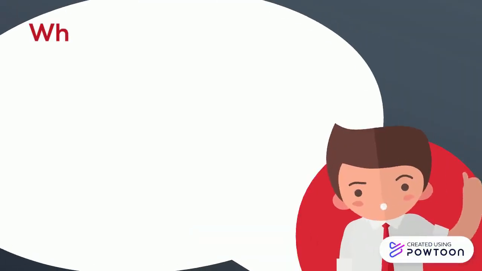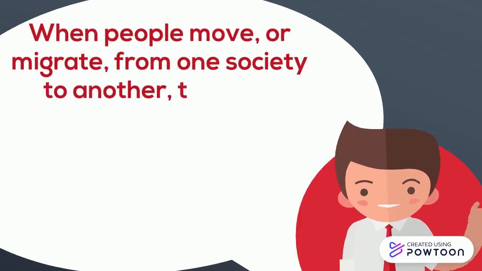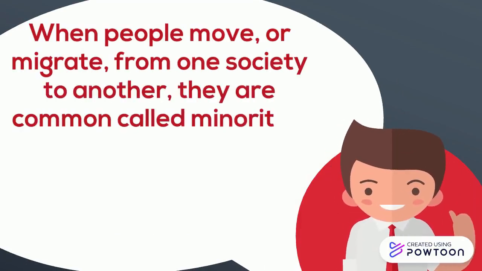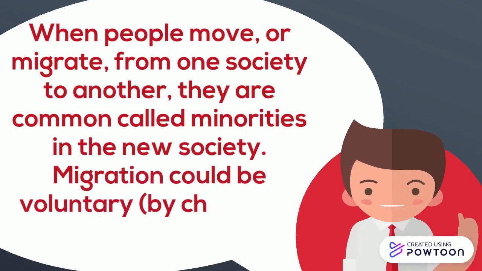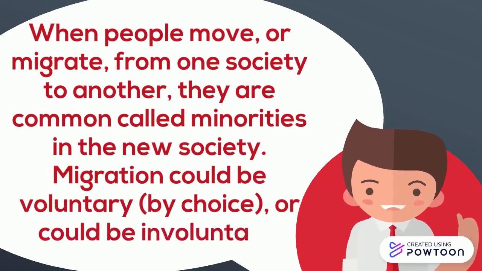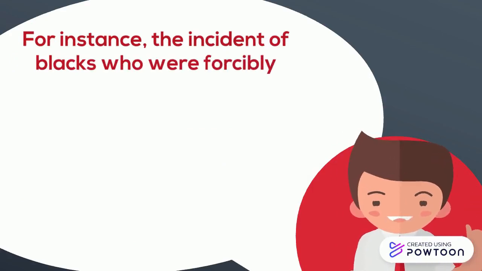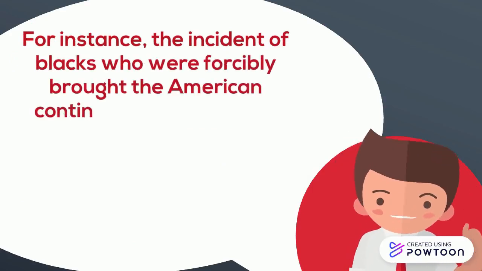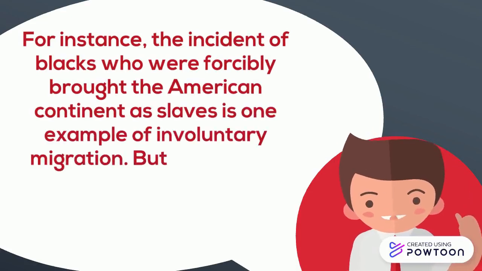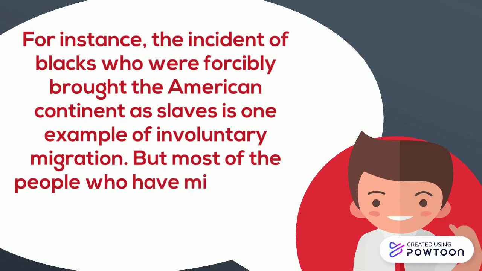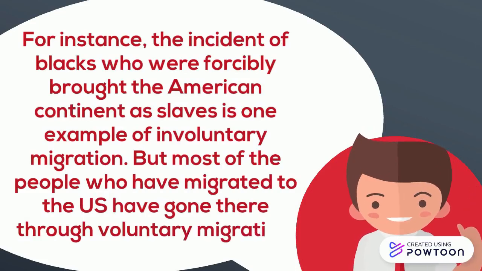When people move or migrate from one society to another, they are commonly called minorities in this new society. Migration could be voluntary or could be involuntary. For instance, the incident of blacks who were forcibly brought to the American continent as slaves is one example of an involuntary migration. But most of the people who have migrated into the US have gone there through voluntary migration.